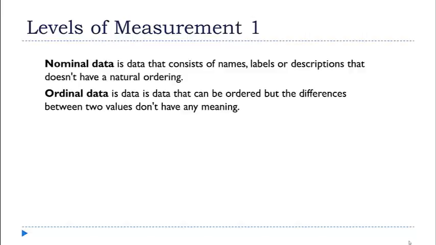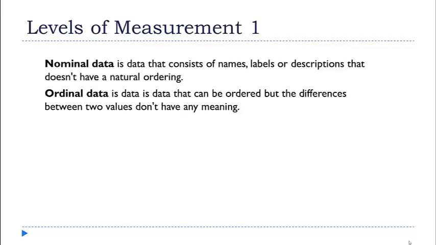Now, the two lowest level categories, nominal and ordinal, are similar to the qualitative and quantitative variables that we discussed in the last presentation. Nominal data are made up of things like names, labels, and categories. They're non-numeric values like colors and yes or no responses.